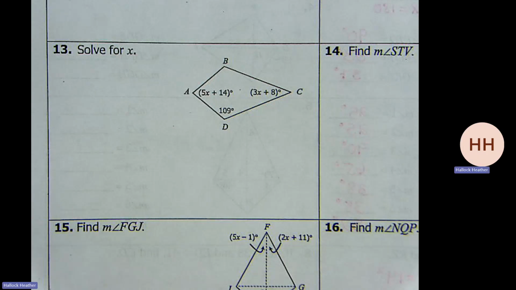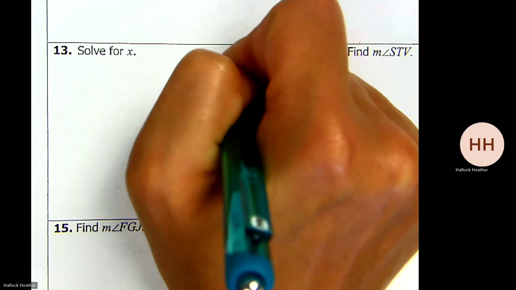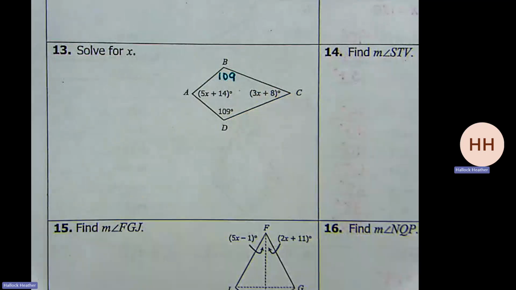No, it does not equal 180. How much does the inside of a kite add to make? 360. Where else can I put 109? B, because this angle and this angle are congruent. And then I can add the whole thing to make 360.